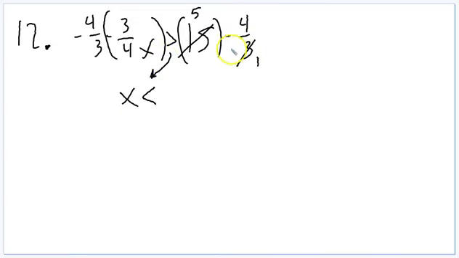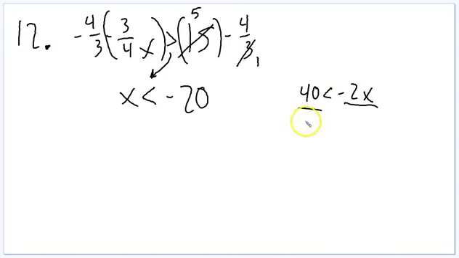So I get 5 times 4 times 5 times negative 4 is negative 20. So I've got 40 is less than negative 2x. I'm going to divide these by negative 2. I get negative 20 is greater than x. That is the same. So that is not my answer.